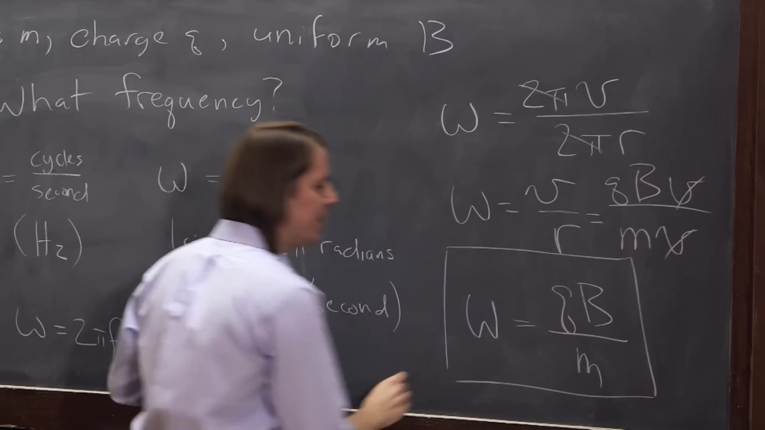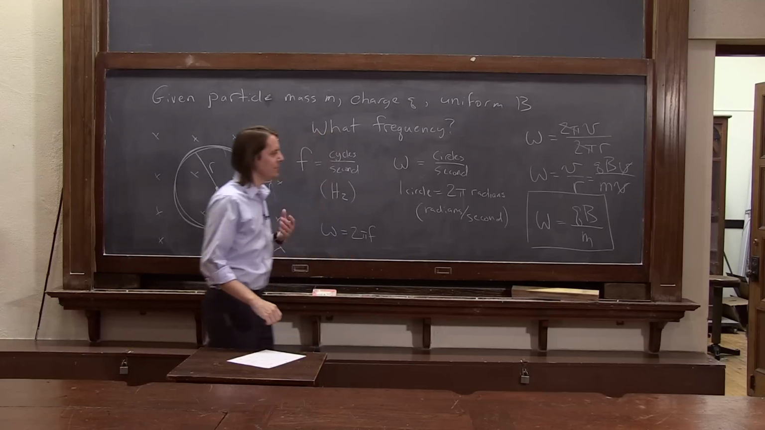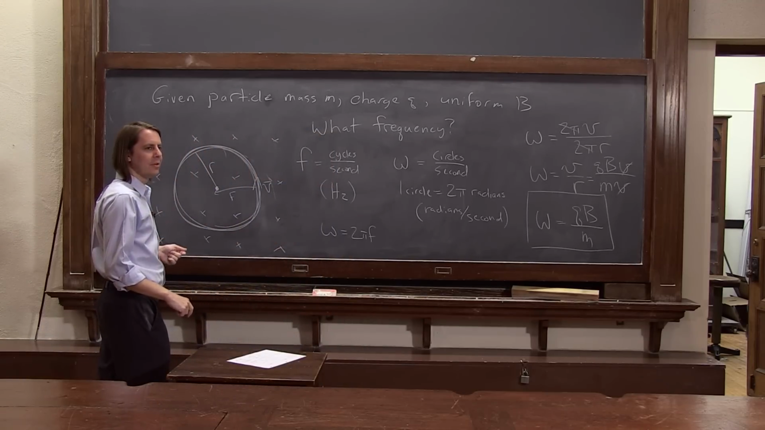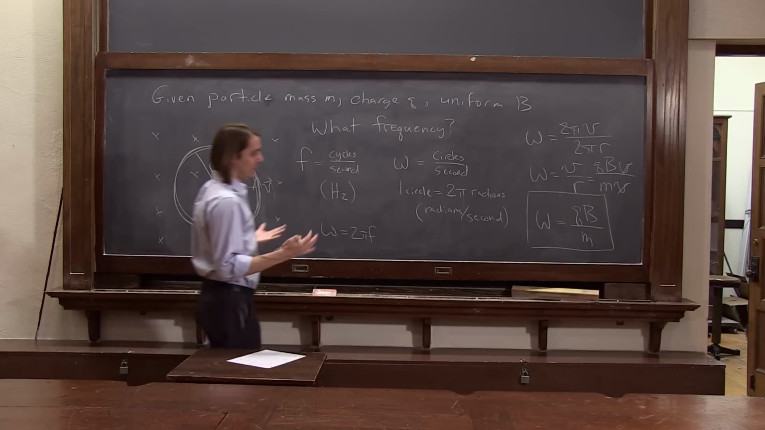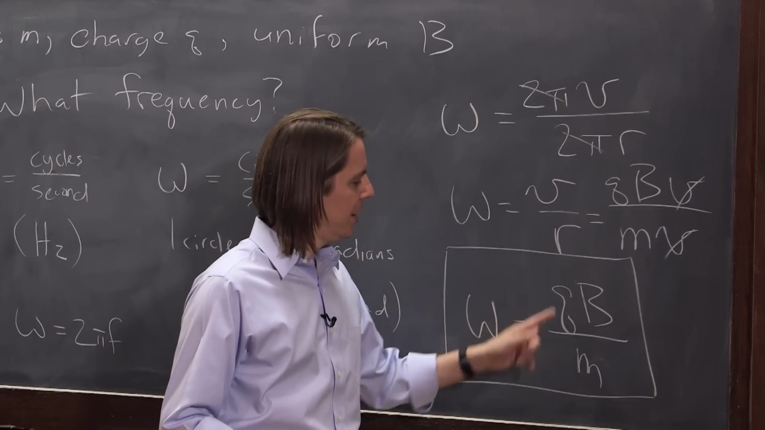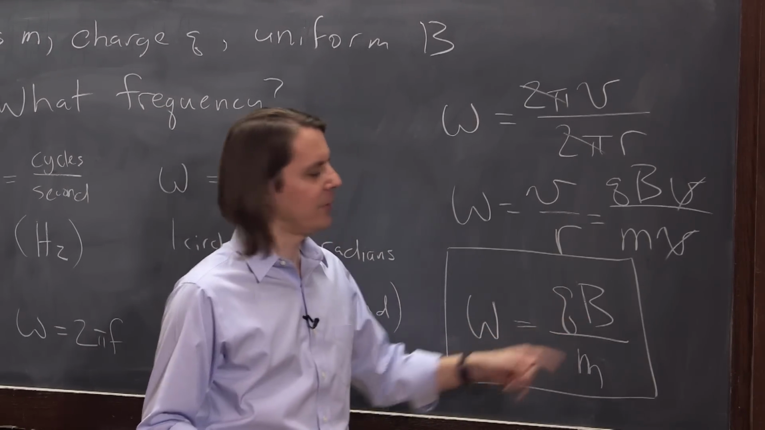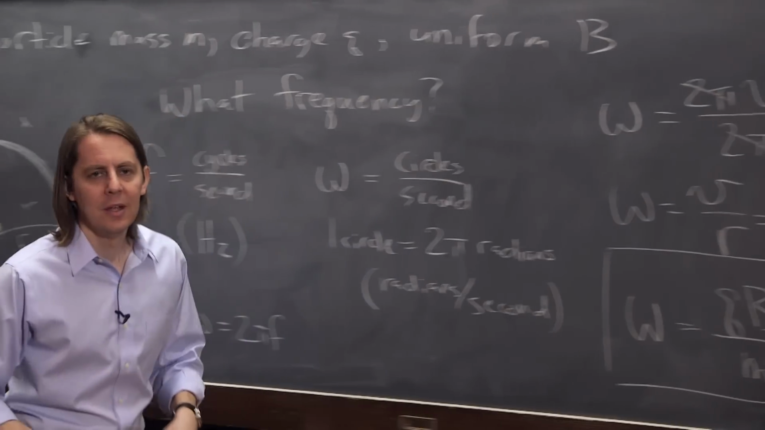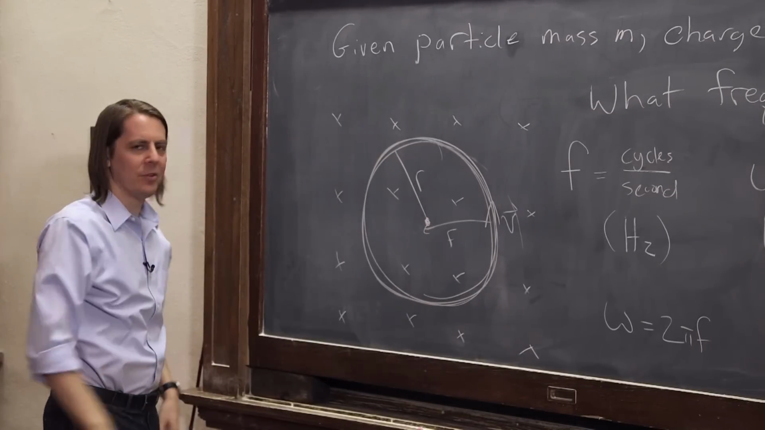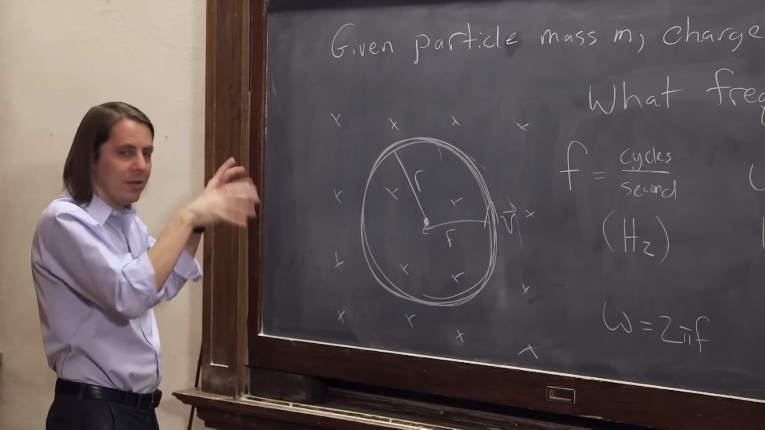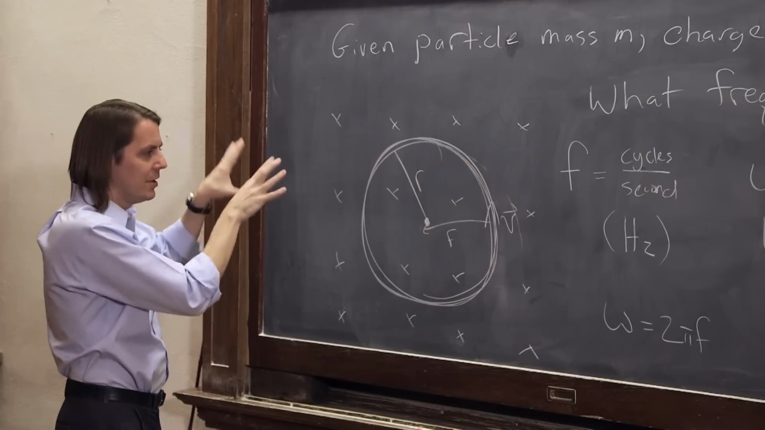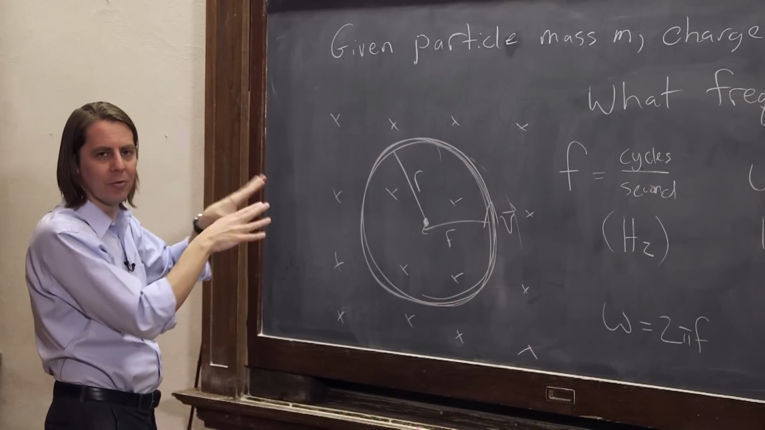This is kind of fundamental and interesting, because you find that the frequency it goes around has nothing to do with how fast it was going. It only depends on fundamental things to the problem: the charge of the particle, the mass of the particle, and the magnetic field you apply. So if I take a big smattering of electrons and throw them into a constant magnetic field, they're all going to start spinning. No matter what their initial velocity is, they're all going to spin at the same rate, or the same angular velocity.